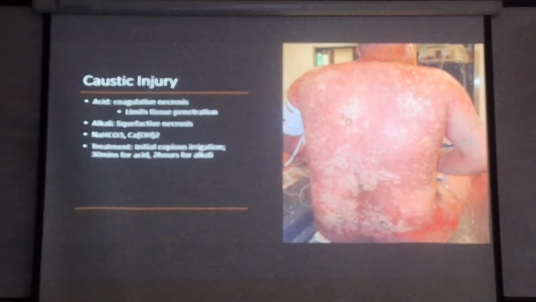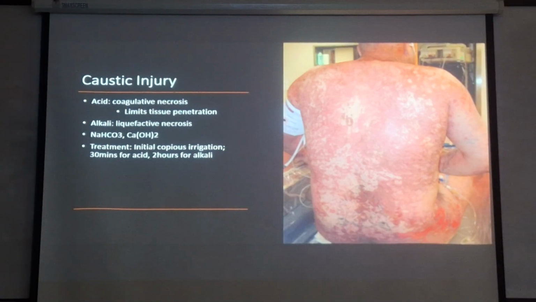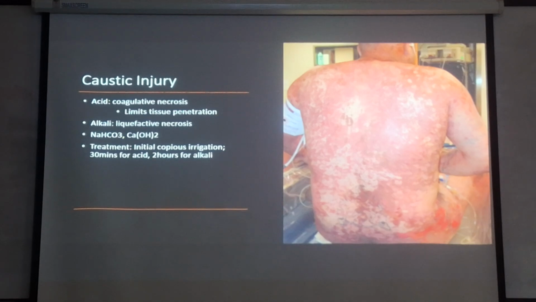Caustic injury. So this was just from the other topic, no? For acid, coagulative necrosis; for alkali, liquefactive necrosis. Okay? So initial treatment is usually copious irrigation with a neutral agent. Most of the time it's just water, no? Hose down the patient, and don't use soap. You just use water to dilute the offending agent.